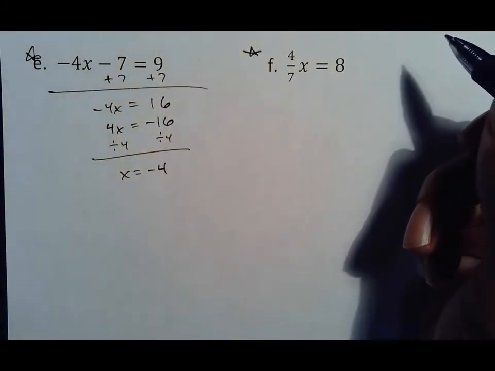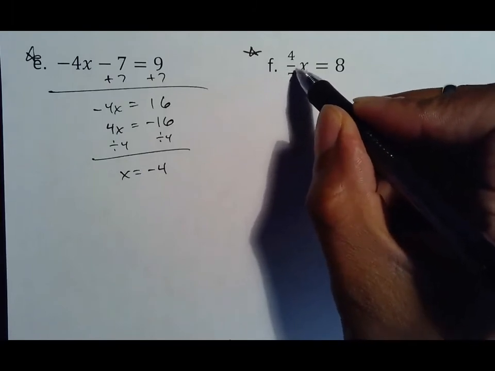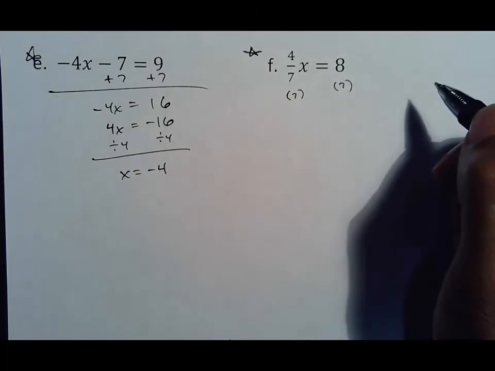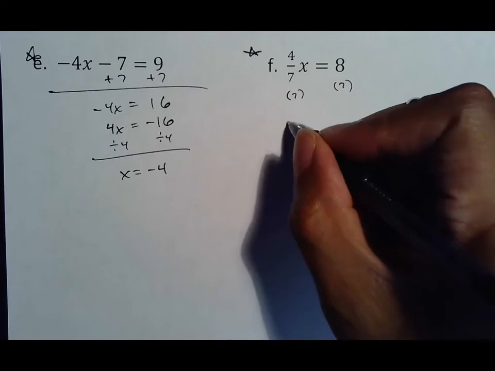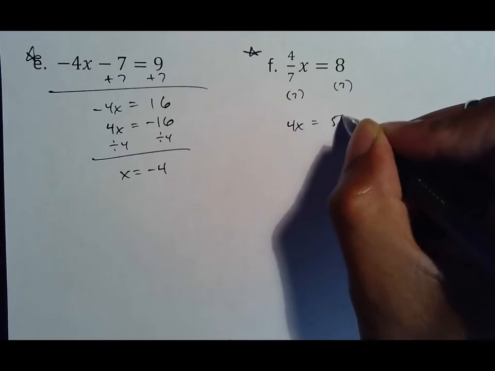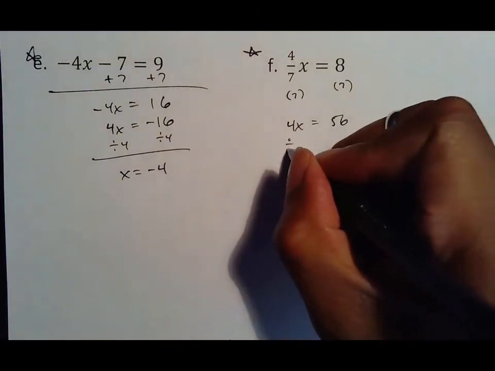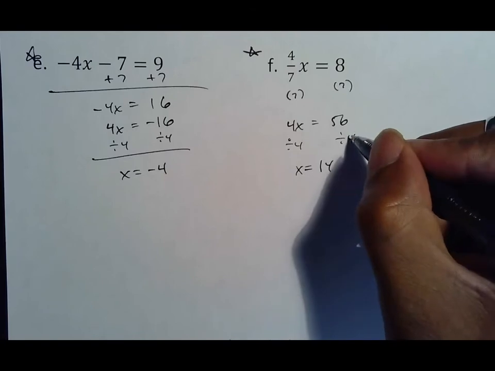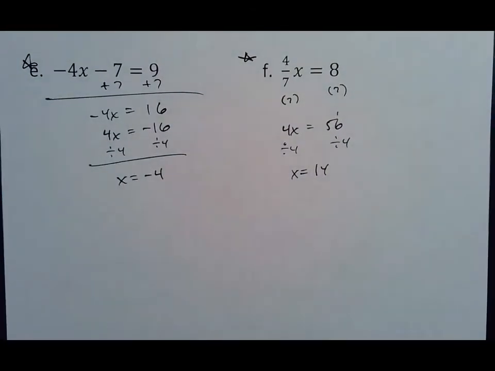So here's what I do when it comes to these problems. I remember that to get rid of a bottom number, a number being divided, I multiply. So what I'm going to do first, because I don't like fractions, is multiply by 7. That makes my 7's go away over here, which leaves me 4x equal to 56. From there, I divide by 4, divide by 4, and that is where you get your 14. 4 goes into 5 once with 1 left over, and there's your 14 that you're looking for.